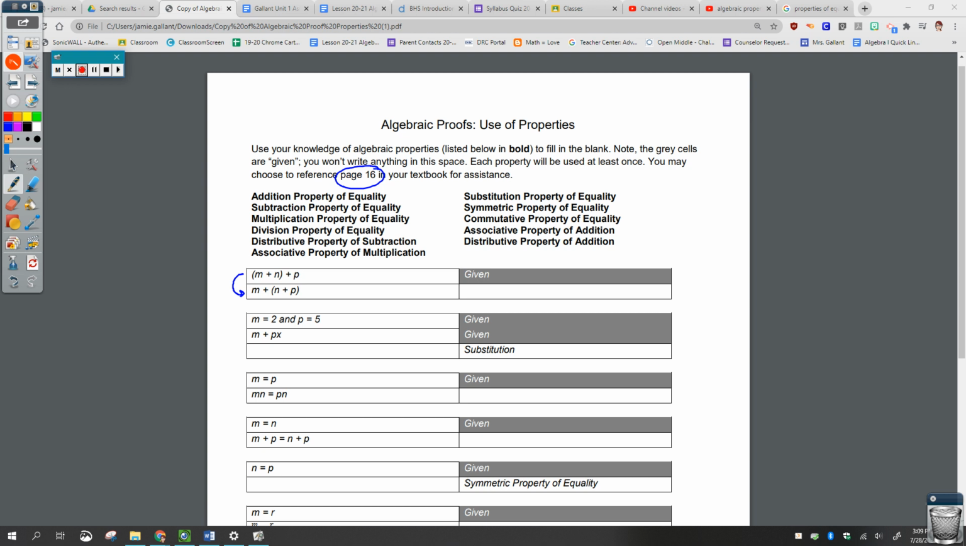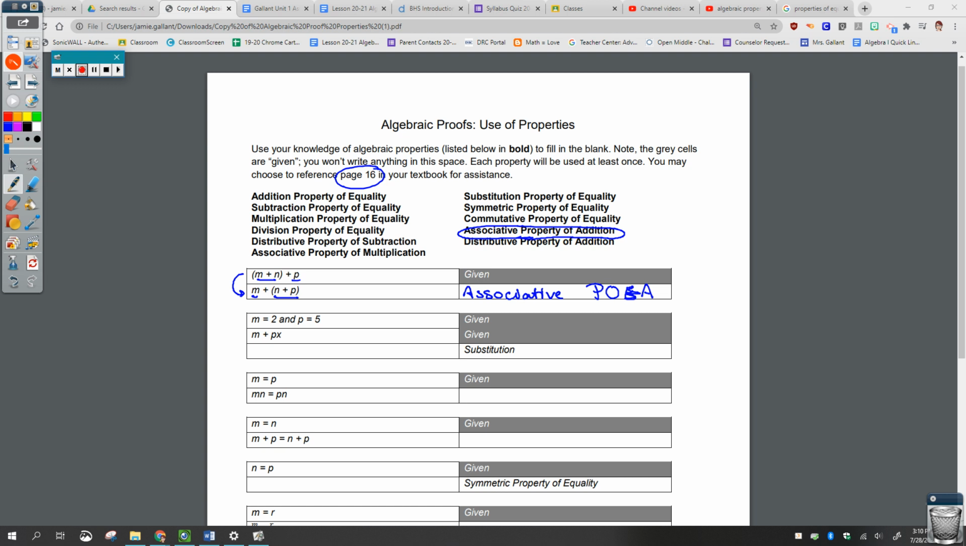What this tells me is that I can add M and N first and then add P, or I can add N and P first and then add M, and they should be equal. This property is called the associative property of equality, and I'm going to abbreviate with POE. Oh, this is the property of addition, not equality. So that was the associative property of addition.